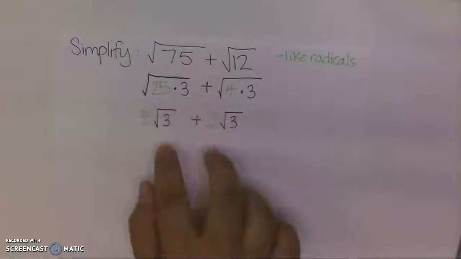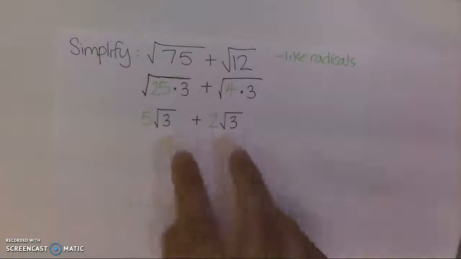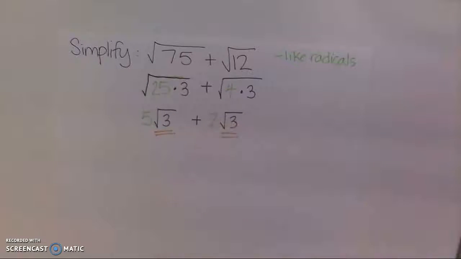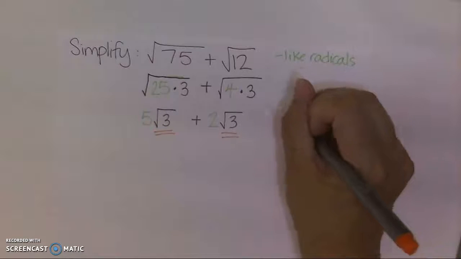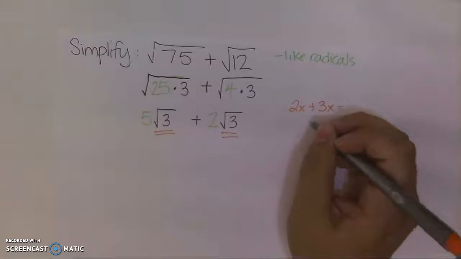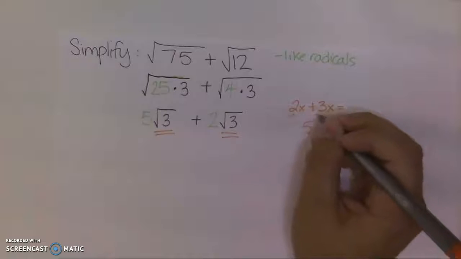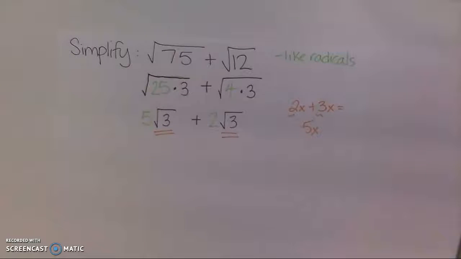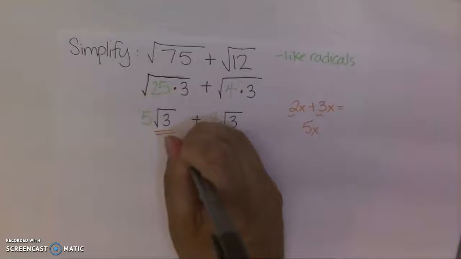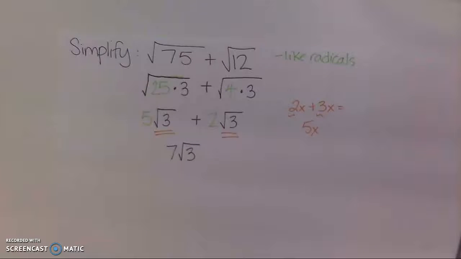Now that I've done some simplification, I can see that I do have like radicals. These two are the exact same. So just like when we have 2x plus 3x, that equals 5x, we added our coefficients there. We're going to add the coefficients of these radicals as well. So 5 plus 2 is 7, and then I maintain my radical of 3. So 7 square root 3 is the answer to this problem.